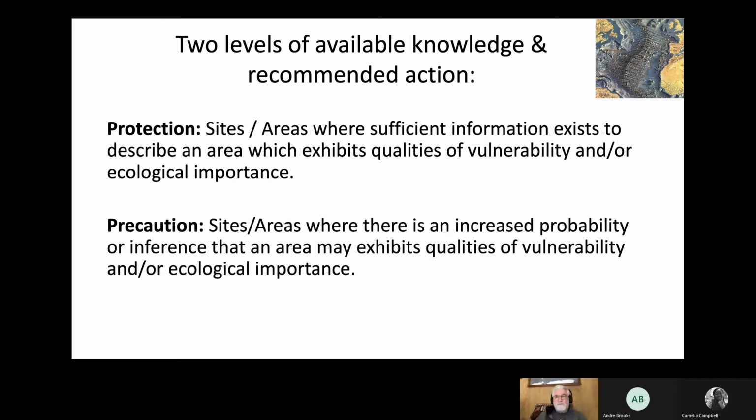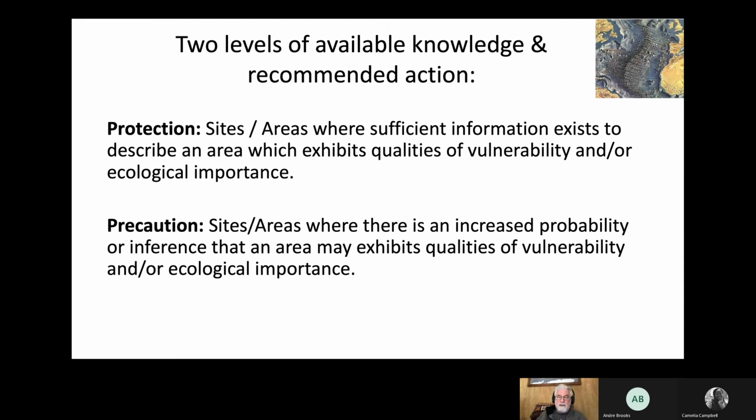In addition to those three approaches, there were two different categories that were created to look at the available knowledge and potential recommended action. One was to have sites or areas that were intended to be set aside for protection. These were areas where there was sufficient information to justify describing the qualities and vulnerability of these areas and the ecological importance.